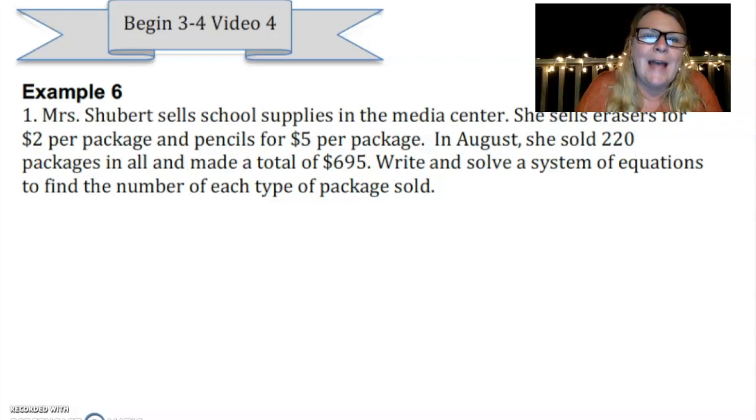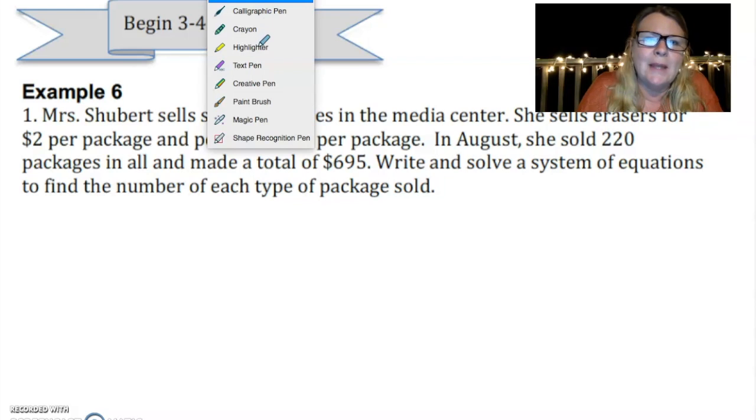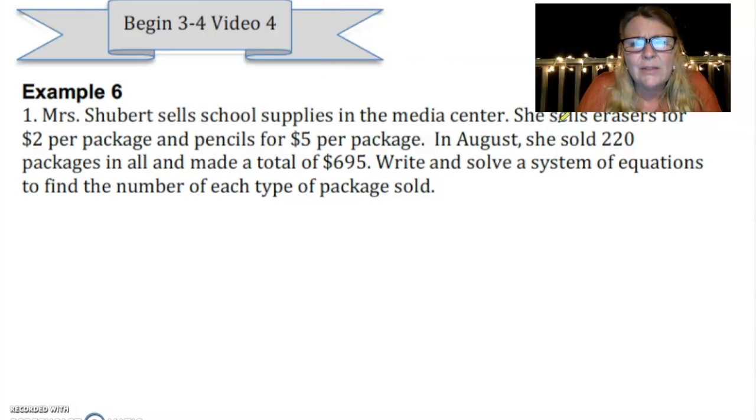So what we're going to do here is we've read through the problem. Now we want to go back and highlight the important information. As I read through this, I think it's pretty important, if we're going to figure out how much money we get, that we know what each one was sold for. So erasers were sold for $2 per package. So I'm going to highlight that. Pencils, that was $5 per package. That's going to be important.